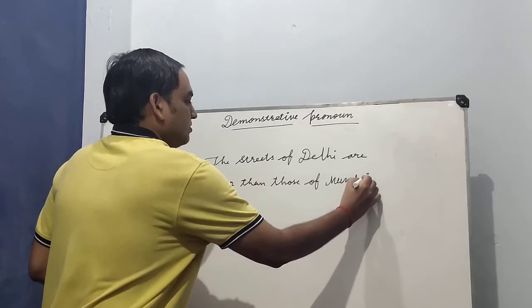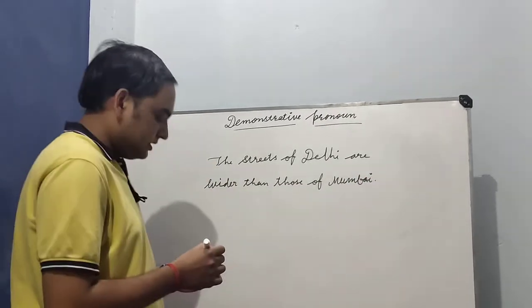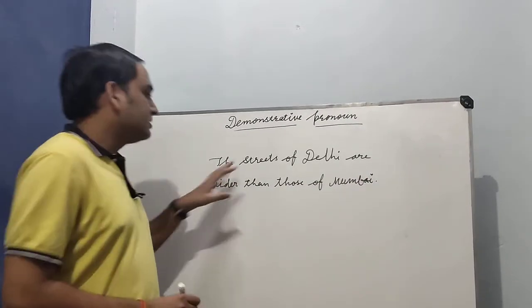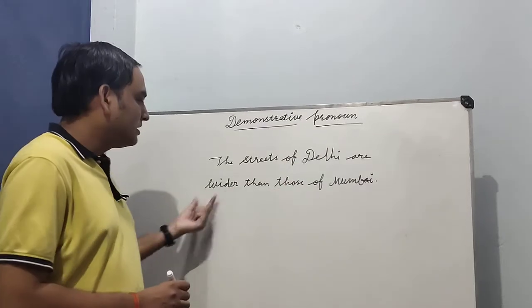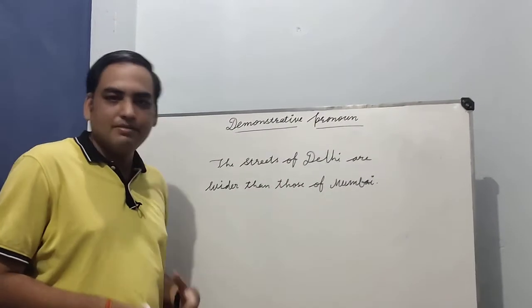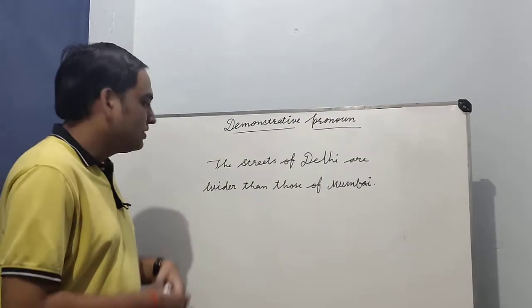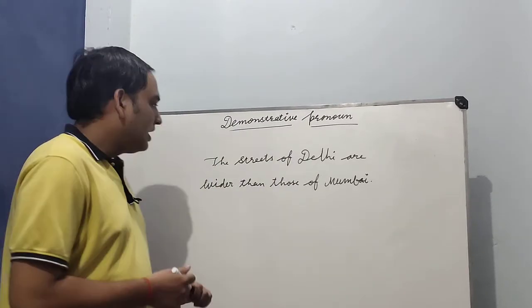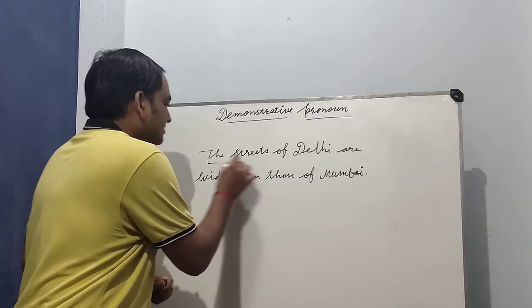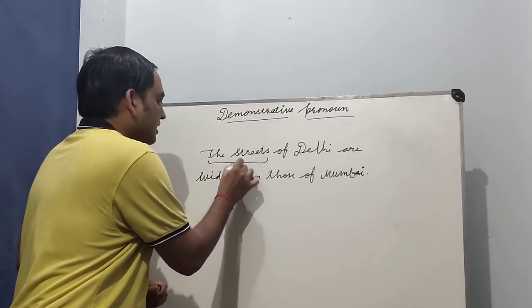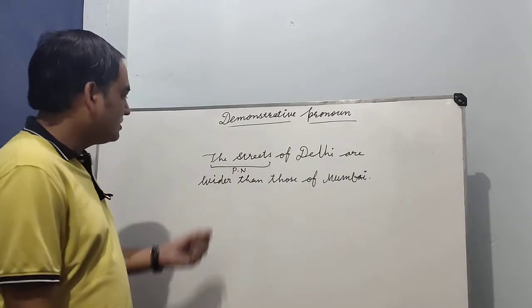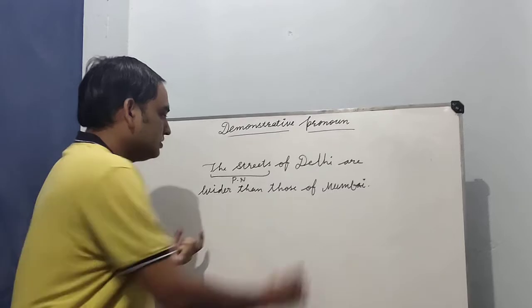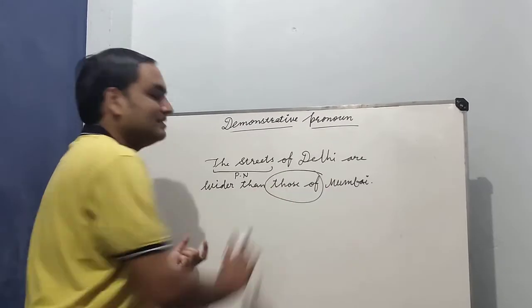Okay, so this is the sentence. The streets of Delhi are wider than those of Mumbai. It means that we are comparing the streets of Delhi with Mumbai. Here, streets is a plural noun. So in the case of a plural noun we use "those of", not "that of".